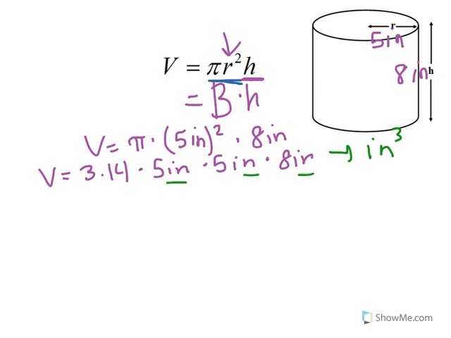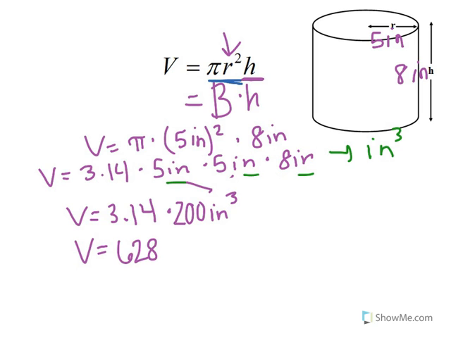And so let's simplify what I have here. So the volume is equal to 3 and 14 hundredths times 5 times 5 is 25, and then 25 times 8 is 200. So I'm left with 3 and 14 hundredths times 200 inches cubed. And if I simplify that, I'm left with 628 inches cubed, and that's the capacity of this cylinder.